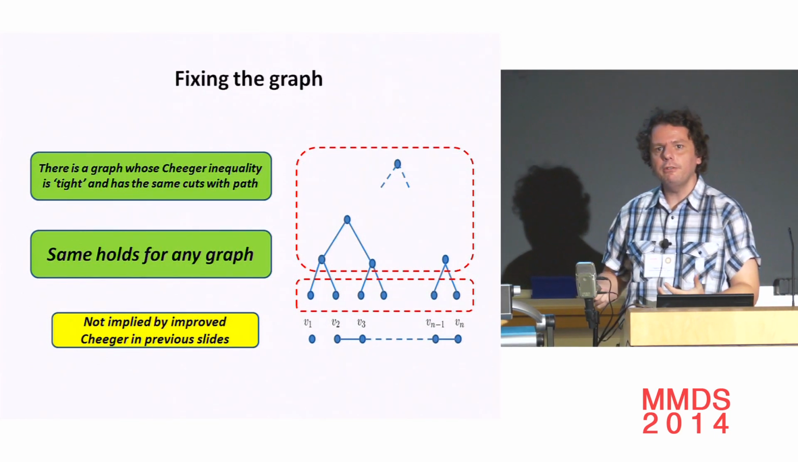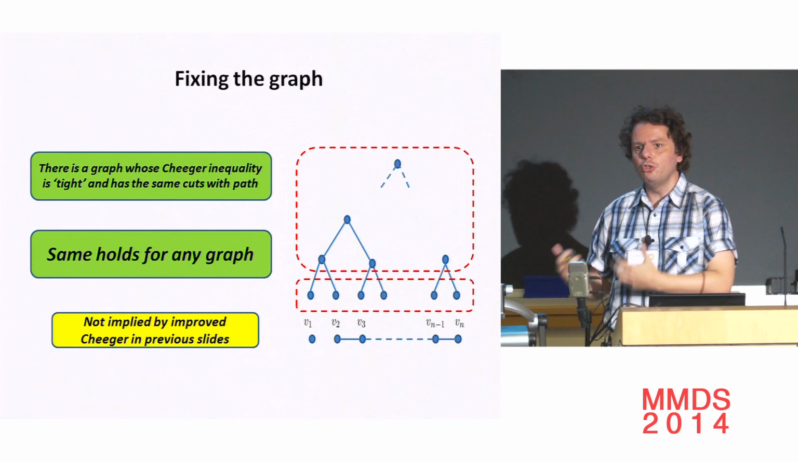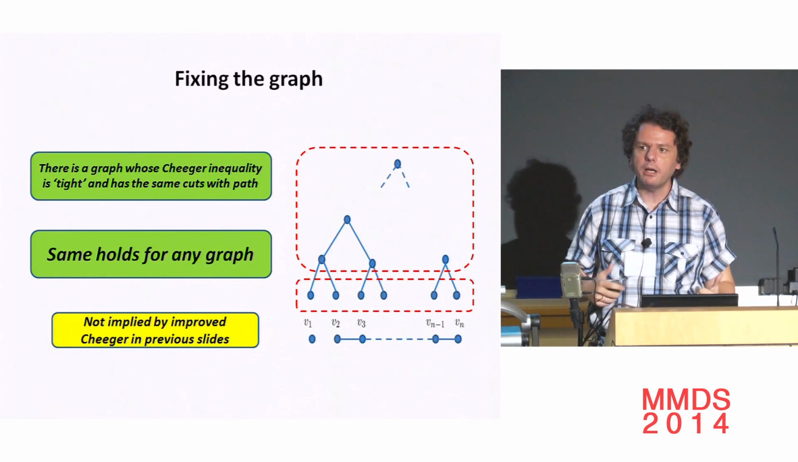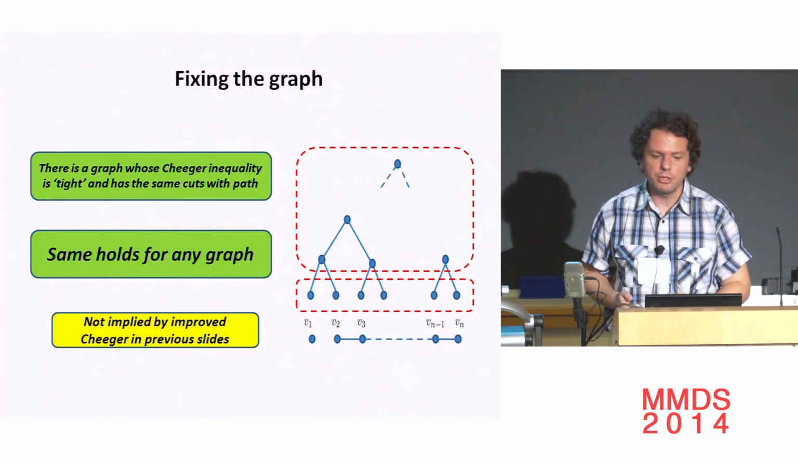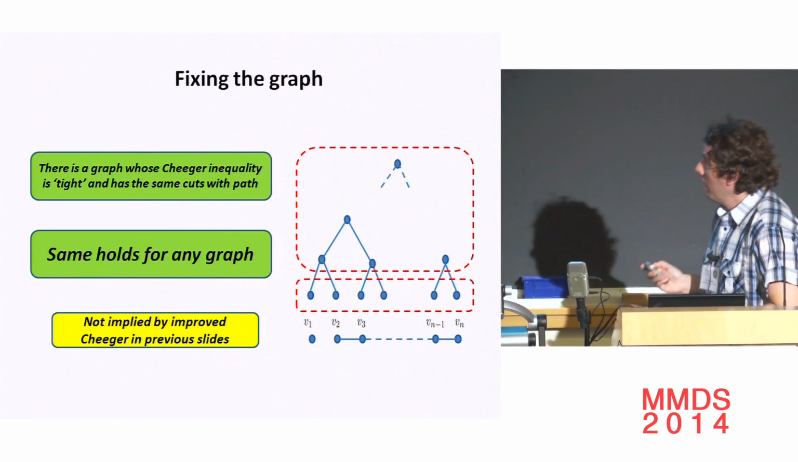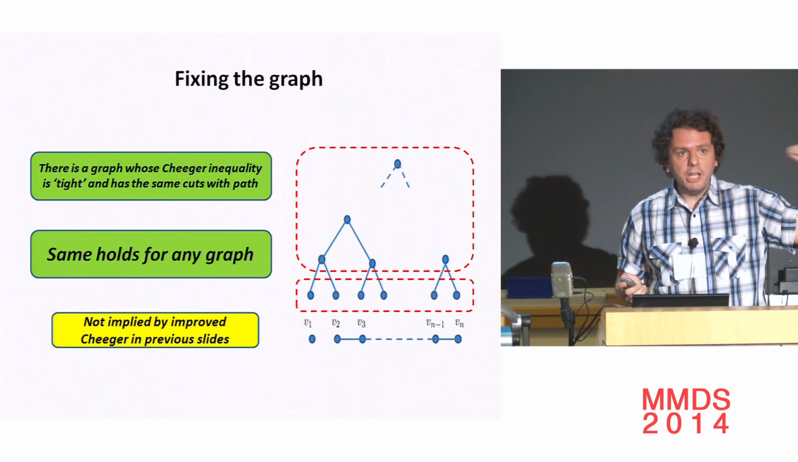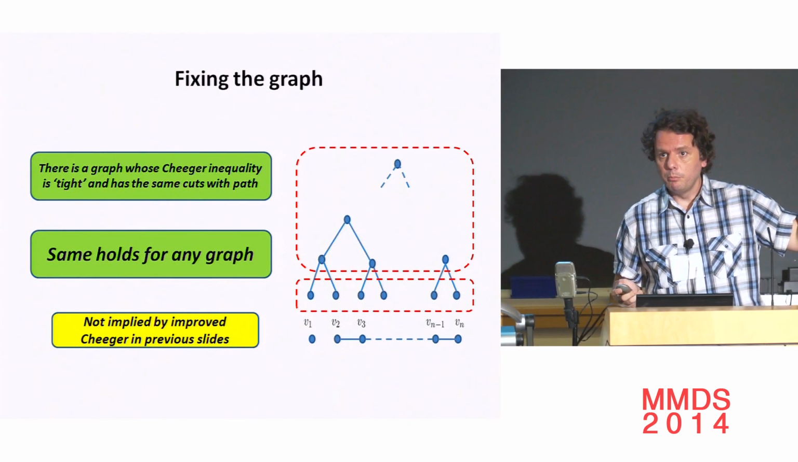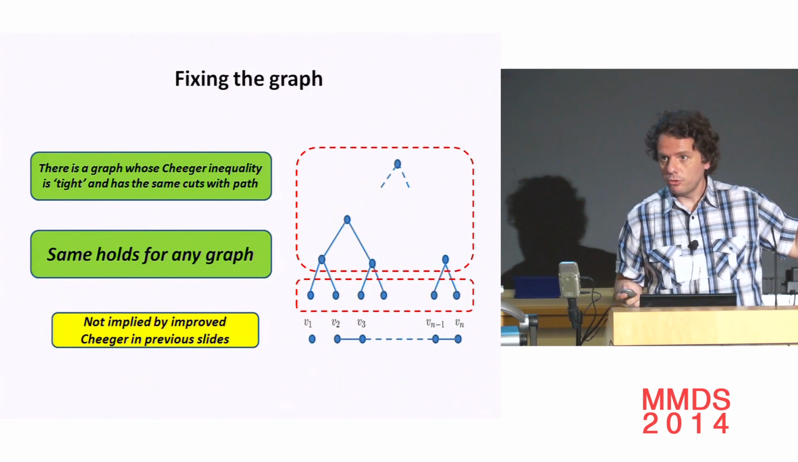And so you can find the partitioning for this new graph, the modified graph, and go back and infer things about your original graph. So this is something which is not implied by all previous improvements of the Cheeger inequality that I mentioned before.